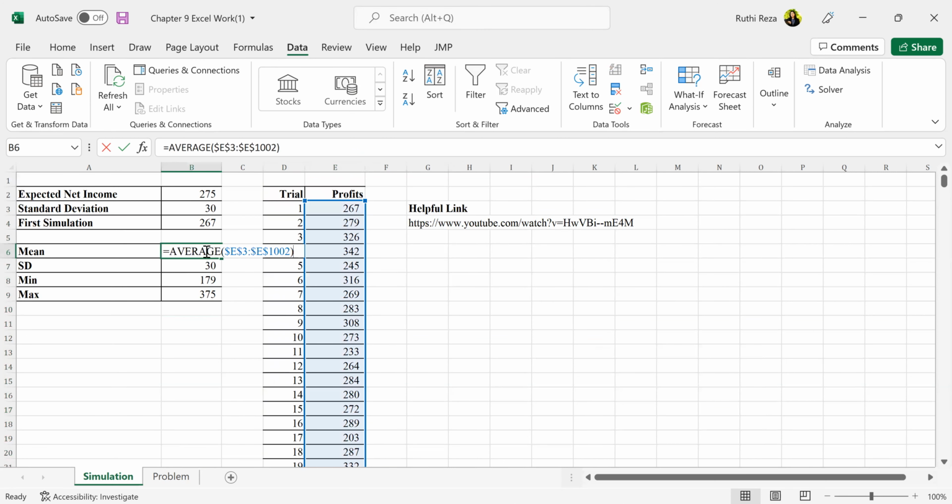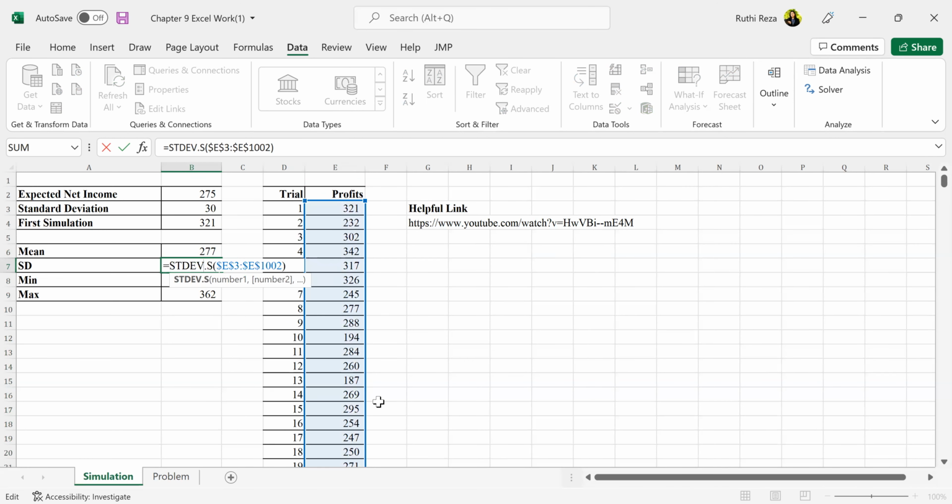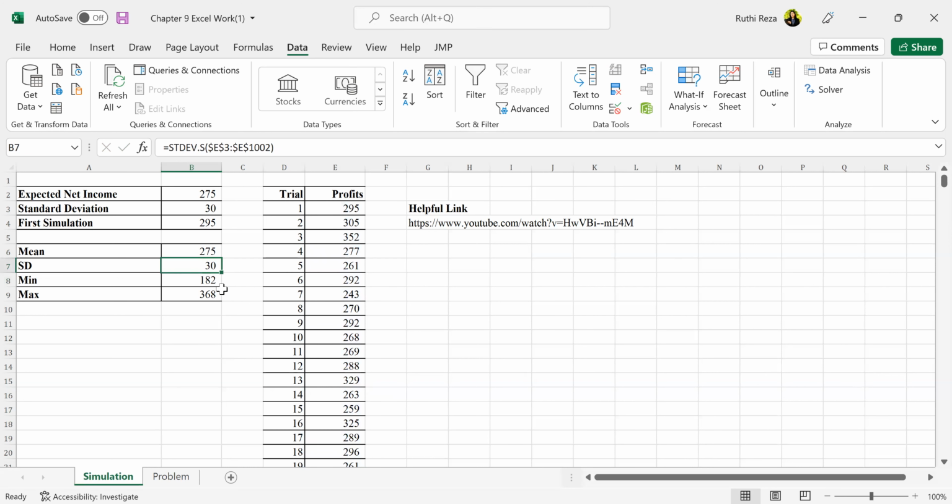Now you can calculate the mean of your simulated net income and then the standard deviation of your simulated net income. We want the mean and standard deviation to be 275 and 30, as you can see, somewhat around that. Now, based on the assumption that your net income is normally distributed and standard deviation is equal to 30, your simulation test shows that the minimum and maximum value of your net income will be in the range of 180 million to 368 million. So these are simulation tests for our net income.